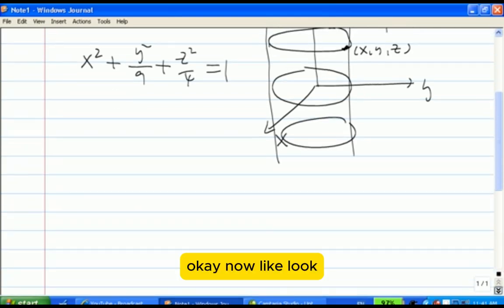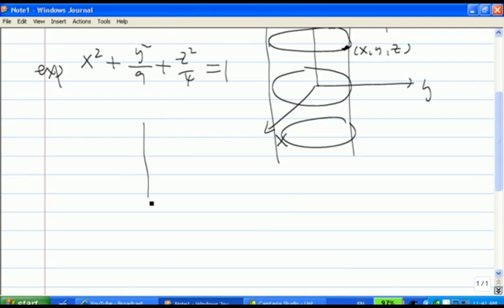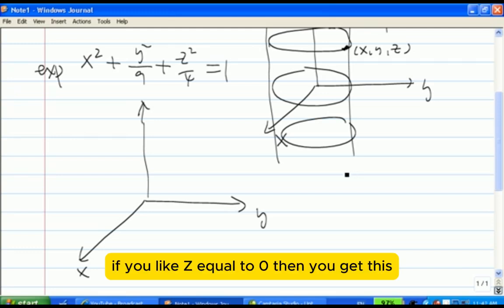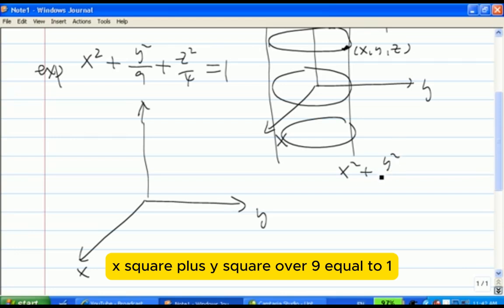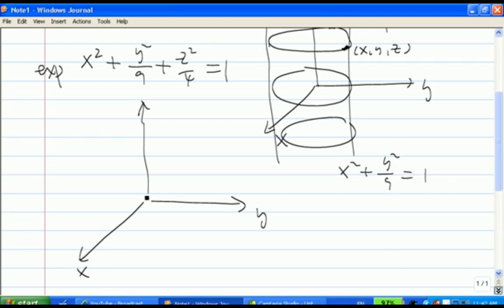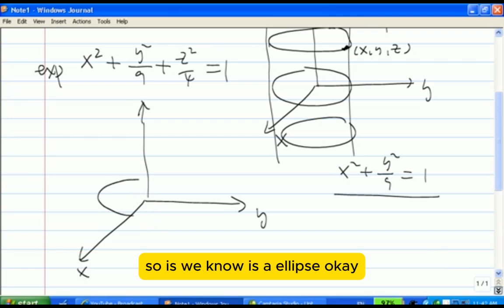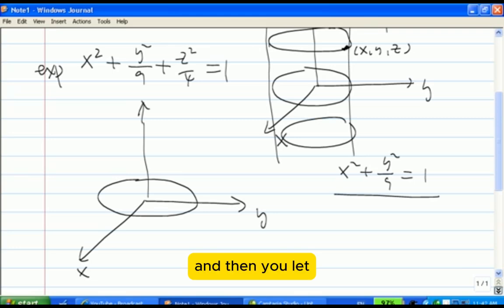Now let's look at this. This is another example. What kind of surface is this? If you let z equal to 0, then you get x squared plus y squared over 9 equal to 1. We know that z equal to 0 means the curve lies on the xy plane, so we know it's an ellipse.